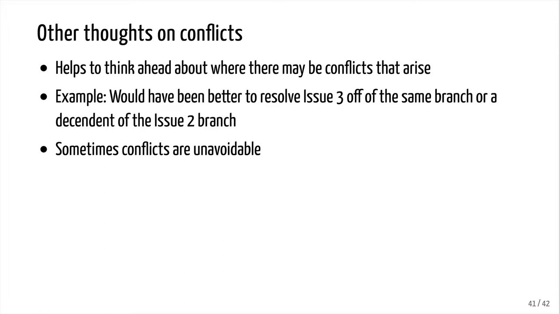We could have, off of master, made a branch for issue two, changed that, made a branch for issue three off of issue two, changed that, and then merged that all back into master. But sometimes these conflicts are unavoidable. If you've got a fair amount of code and different people working on things, again, think of the use case of two or more people editing a manuscript, you're going to get conflicts that arise. And sometimes these are just unavoidable. It's nice then that Git will help us to resolve these differences.